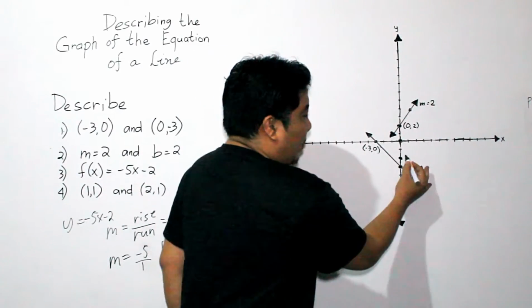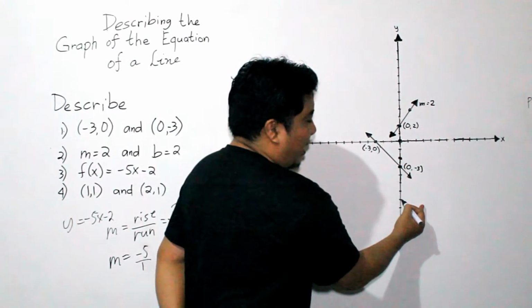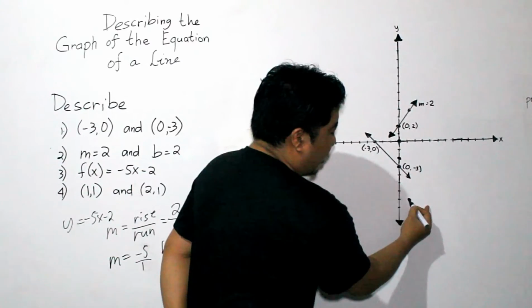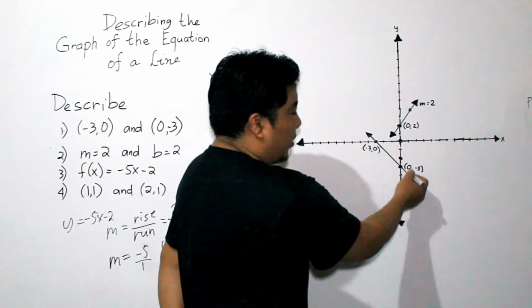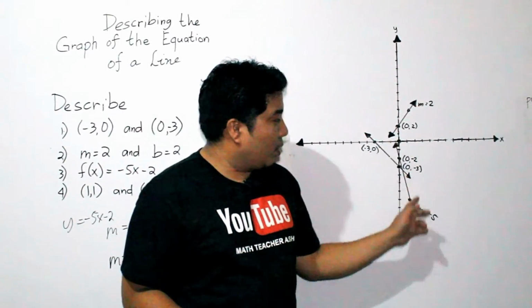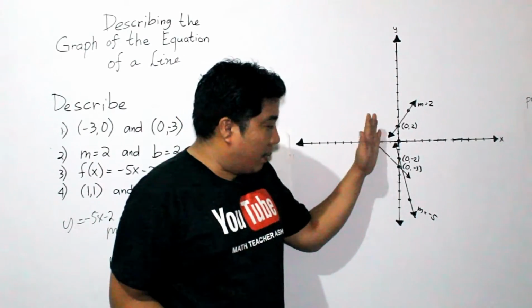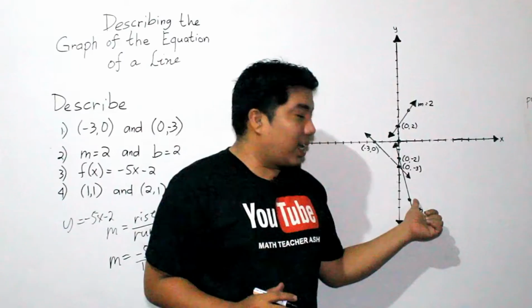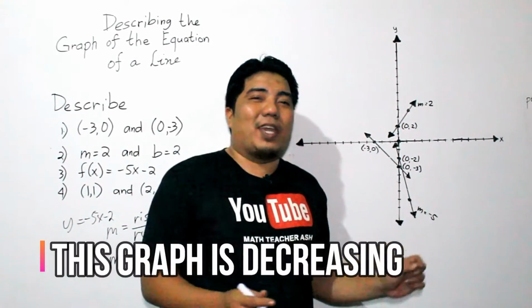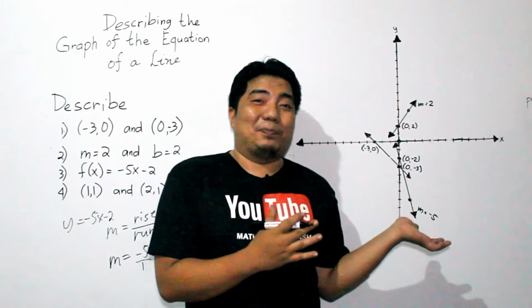Okay, so from here, we go down 5 units. 1, 2, 3, 4, 5. Okay, and then we run 1 unit. So our next point is located here. If you connect this, this is your graph for the third given example. You have your y-intercept, and by the use of your slope, you have a second point or second ordered pair in this location. Okay? So, I hope you don't get confused on our graph here.